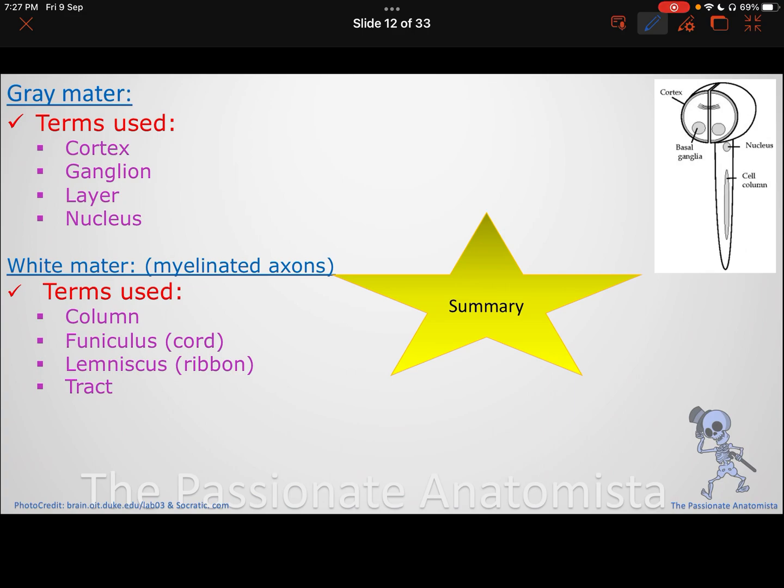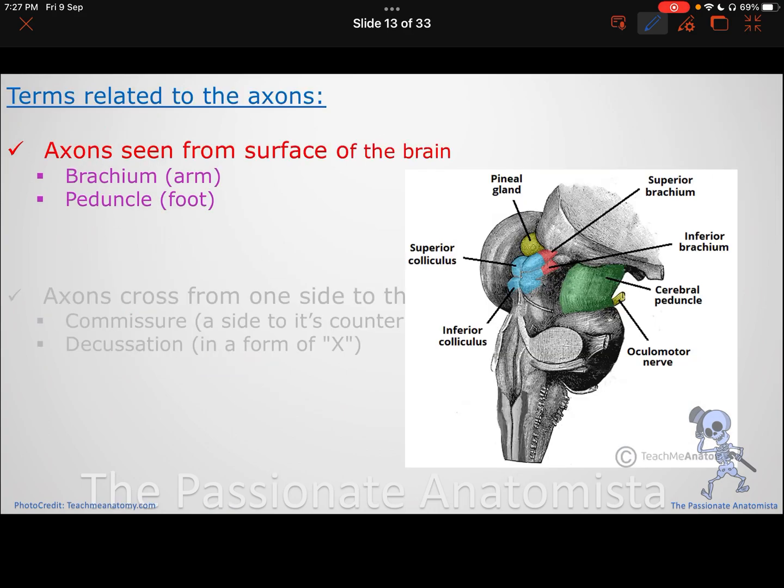And then we also have the white matter, which we can see in myelinated axons, and these myelinated axons can show in different ways. It can show as a column in the spinal cord. It can show as the funiculi of the spinal cord, the outside area of the spinal cord. It can show as the lemnisci. These are the traveling axons in the brainstem. It can show as the tract, anywhere, whether at the spinal cord level down, in the brainstem level, or above in the brain. And these are all forms of white matter. They are all forms of myelinated axons. Okay?